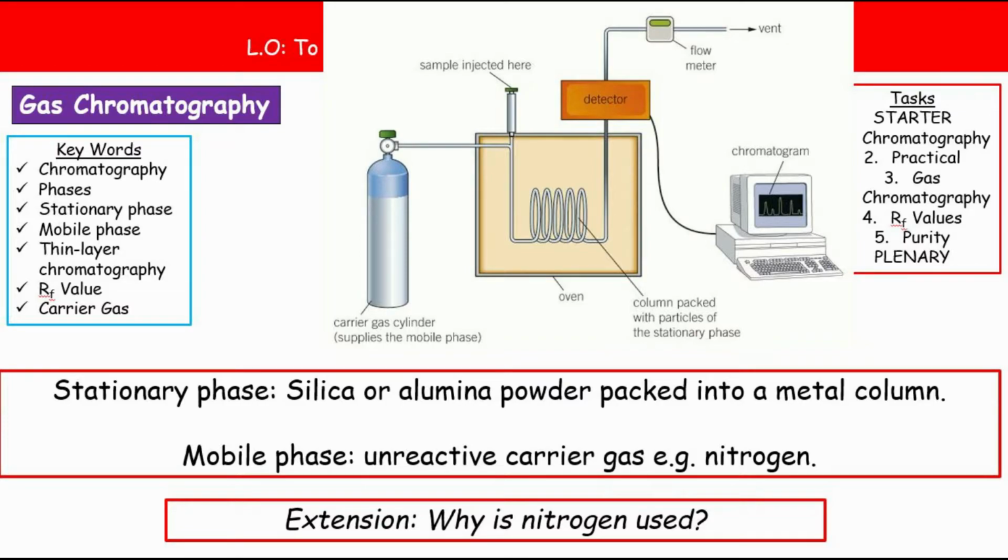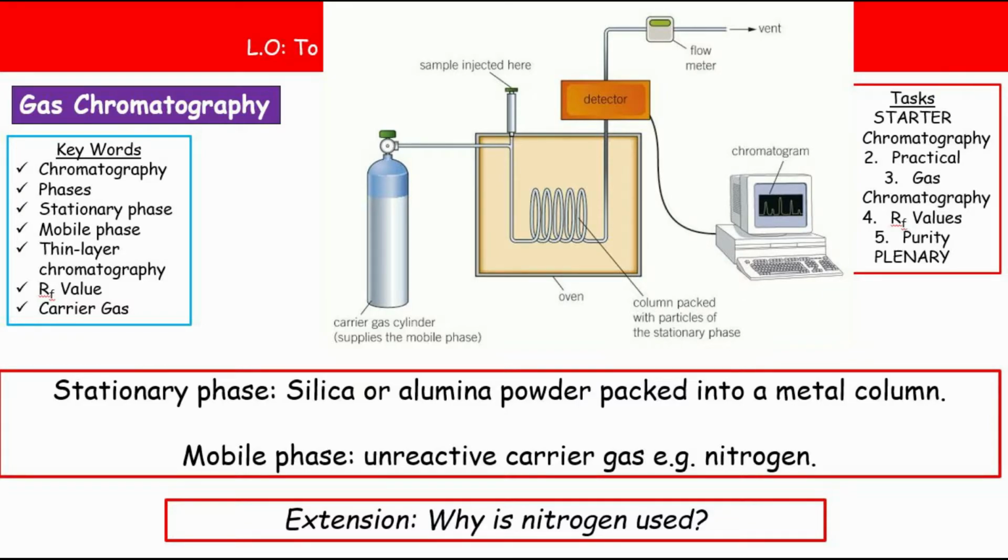The third type of chromatography we need to know about is gas chromatography. So in the diagram at the top we can see the setup of the equipment we would use. On the far left we've got our carrier gas. Now that is going to be our mobile phase. It's the carrier gas that's going to move through the rest of the machinery. If you look a bit further along, you can see at the top it says sample injected here. That's where we're going to add our sample to the gas chromatogram.